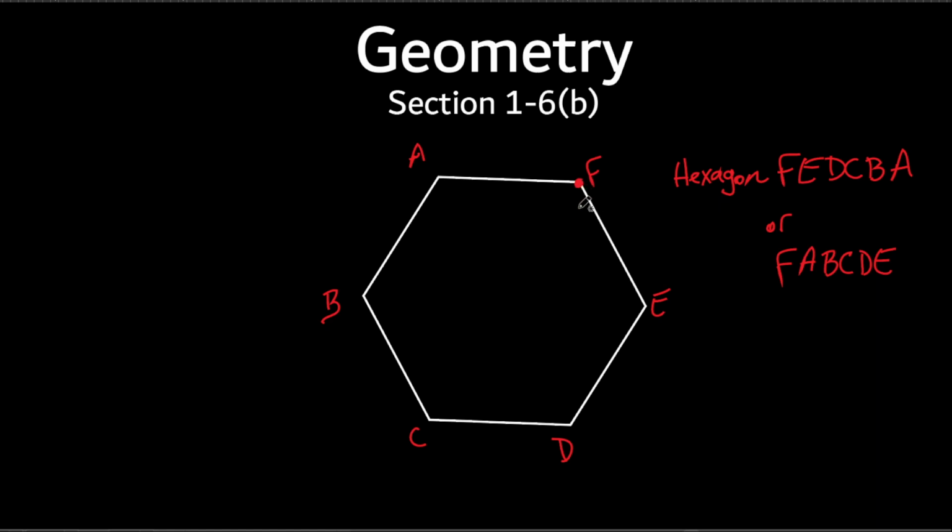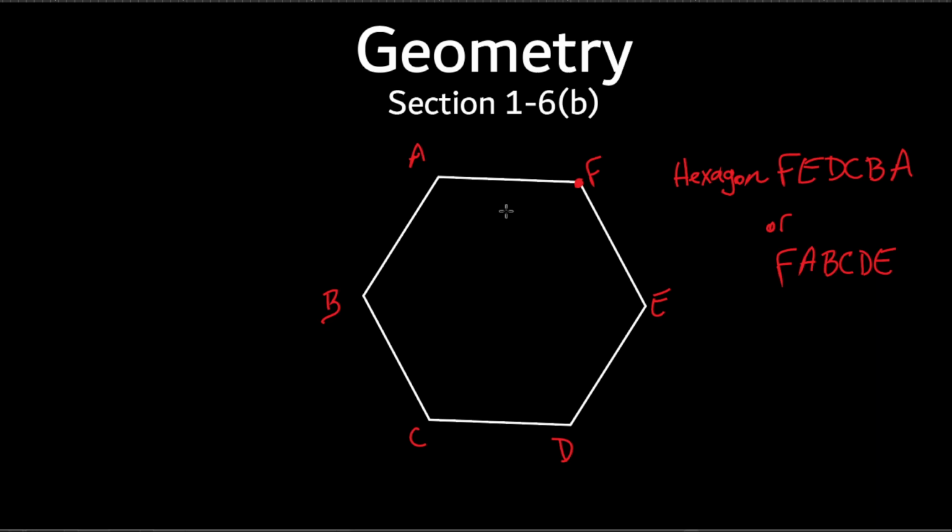You can't do this. Everybody watch. You can't call it hexagon F, C, D, A, B, E. You see that? So you've got to go in order, either this way, clockwise, or this way, counterclockwise. We good? All right, one more review thing, and then we'll continue.